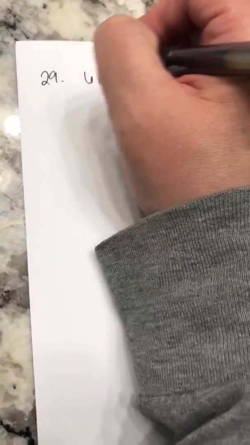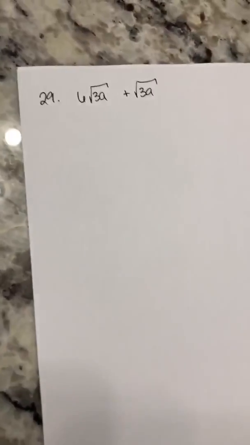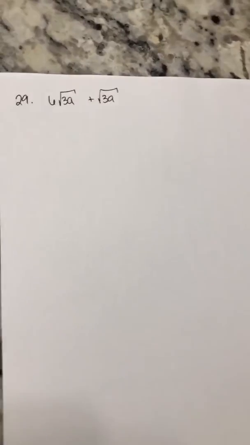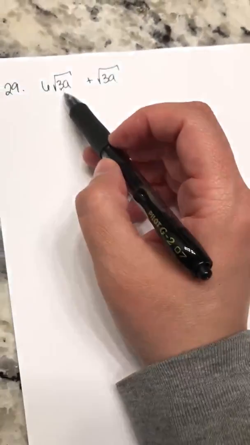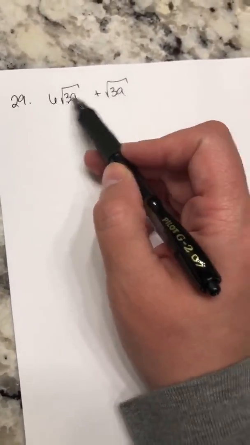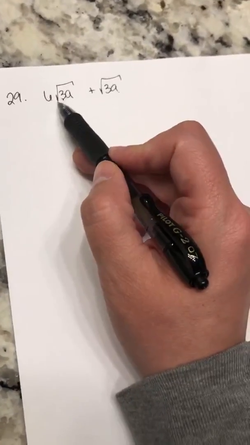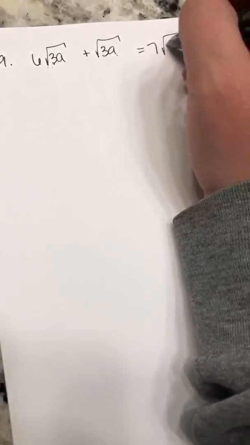So for the next part, you want to simplify by combining like terms. So for number 29, you've got 6 square root of 3a plus the square root of 3a. So I was telling you, you can't combine radicals, which is true. The only time you can combine them is if this part's the same. So your radicand has to be the same. Just like with variables, if it was an a and an a, you would say that's 7a. It's the same thing. If they're both the square root of 3a, you can combine them. So 6 plus 1 gives me 7 square root of 3a.